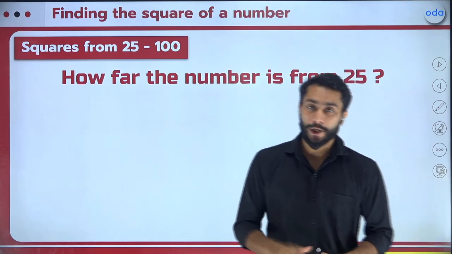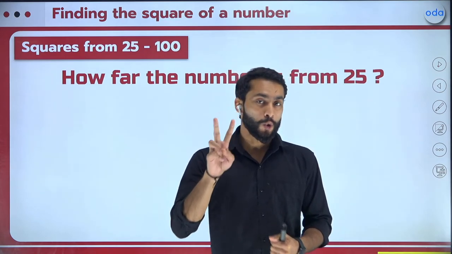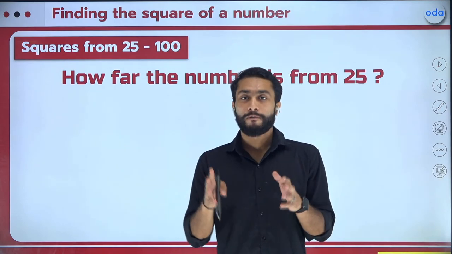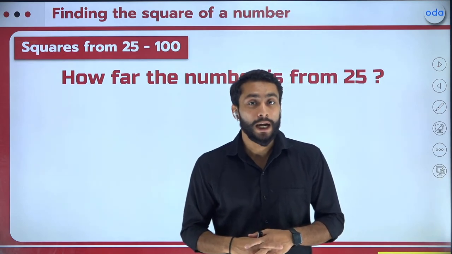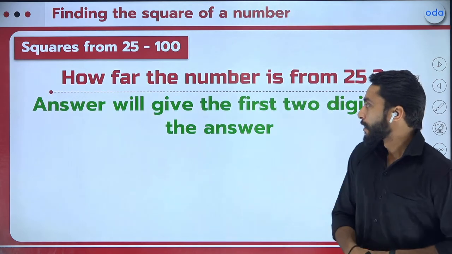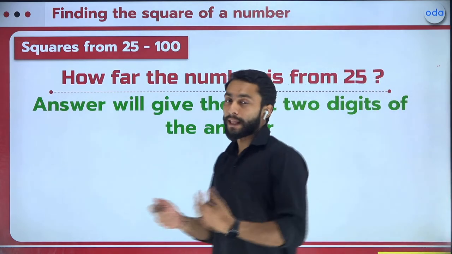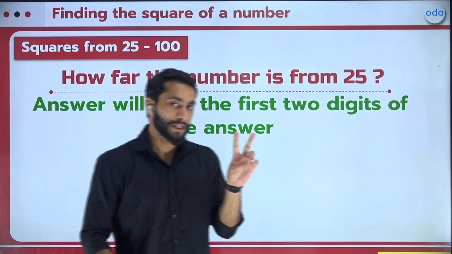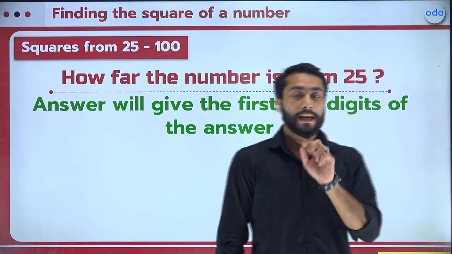We will be doing it in 2 steps, and you have to ask 2 questions. What are those 2 questions? The first question is, how far is that number from 25? That is the first question you should be asking. If you ask that, you get the first 2 digits of the answer. So the first 2 digits we have got, and we need to find the last 2 digits.